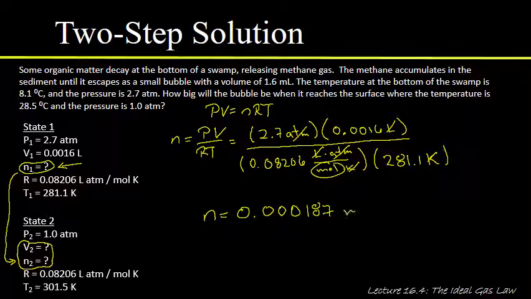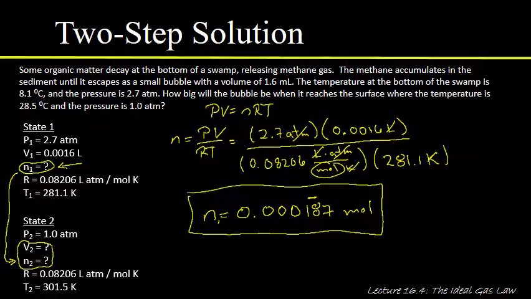0.0000187 moles. And the pressure was given to us in 2 significant figures. The volume was given to us in 2 significant figures. So this number of moles is only good to 2 significant figures. All right. So we'll put a 1 there. That gives us n1, which is that value there. Okay. Now let's use that to calculate the unknown variable, the volume, in state 2.